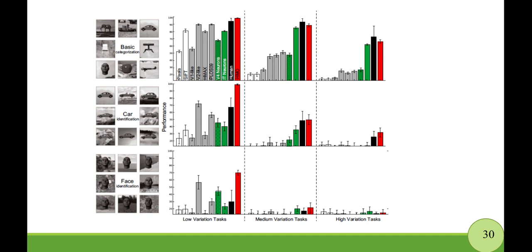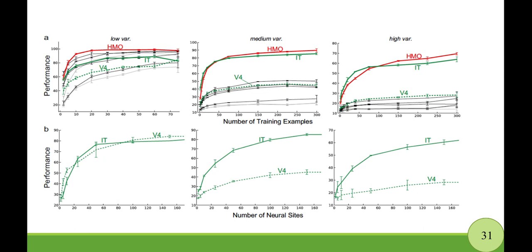The performance is lower than for basic categorization, and it gets much worse as we increase the variations going to that side. This is also testing variation performance, meaning the top one shows how many training examples were used for training the HMO, V4 and IT, and there is some variation between them, but the overall relative performance is quite the same. HMO, then IT and V4, are better at object classification, meaning they're doing a good job in terms of number of neuron sites.